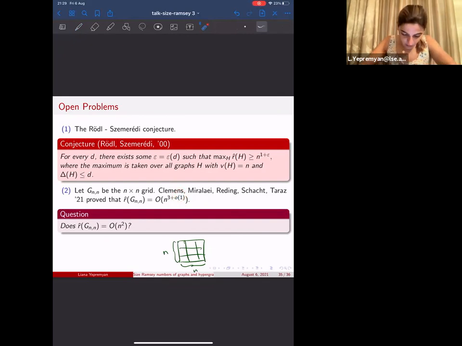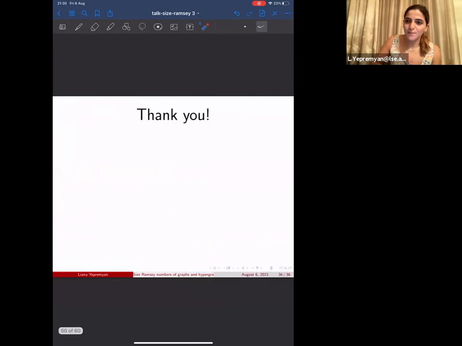And it's wide open whether it's close to linear, meaning n squared, not that it has n squared many vertices. So linear here means n squared, or whether it's closer to n cubed. Okay, that's all. Thank you very much.